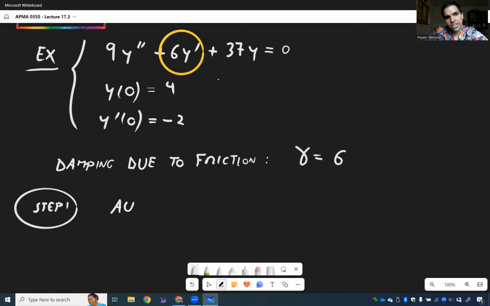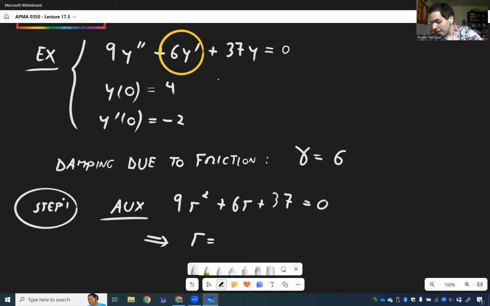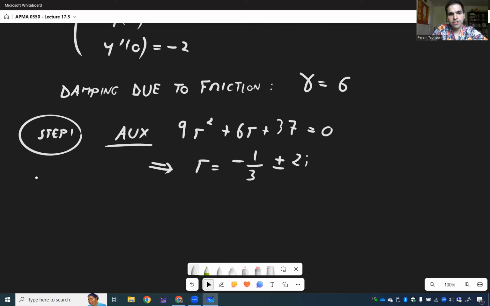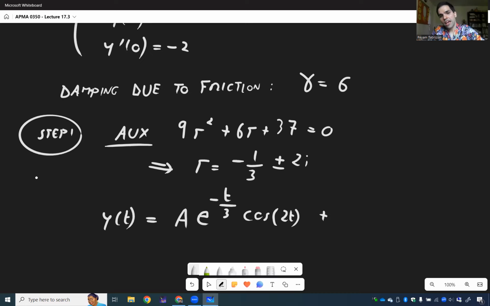So if you do the auxiliary equation, you get 9r squared plus 6r plus 37 equals 0. And here, in my opinion, it's easier to use the quadratic formula to eventually obtain r is -1/3 plus or minus 2i. And then that gives you the solution. y of t is a e to the -t over 3 cosine of 2t, and then b e to the minus t over 3 sine of 2t.